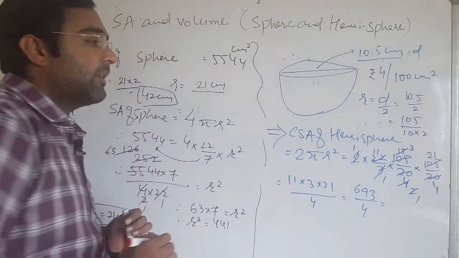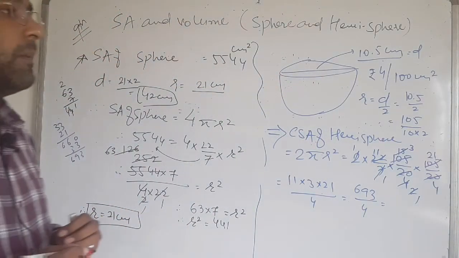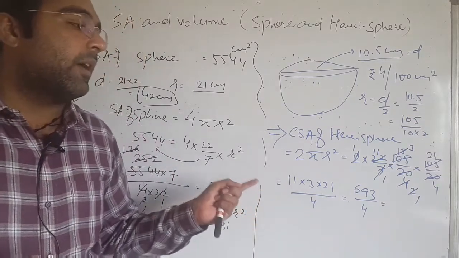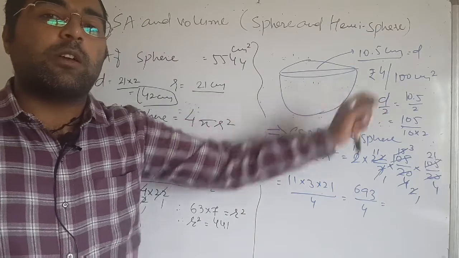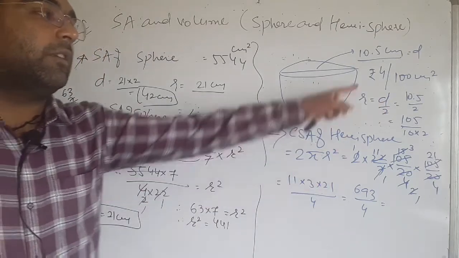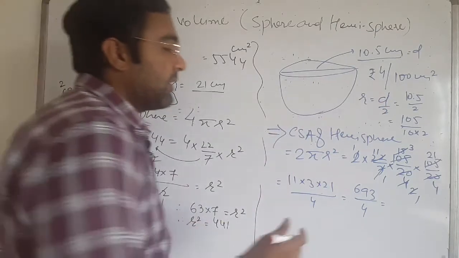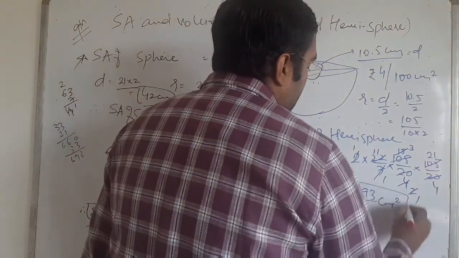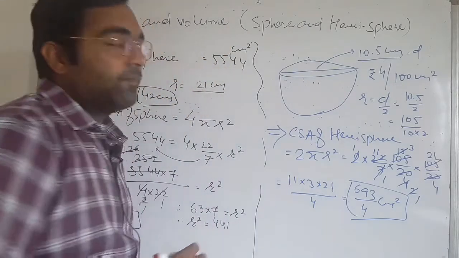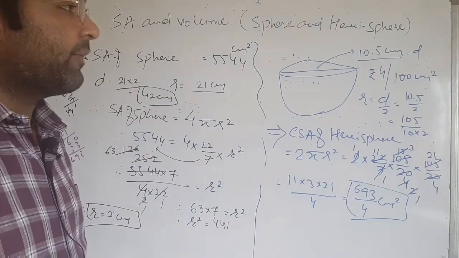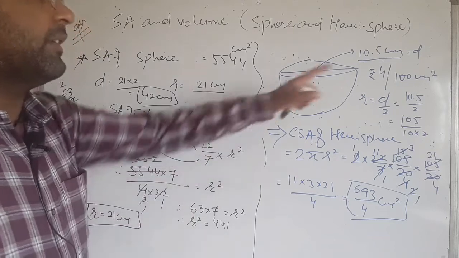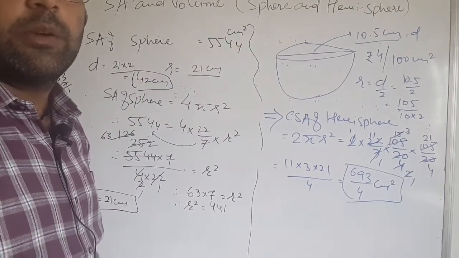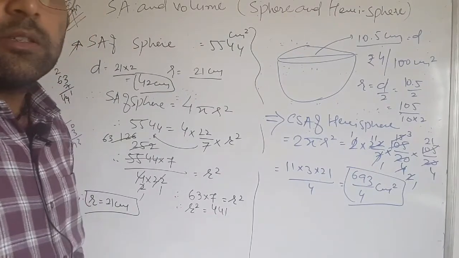So my curved surface area of the hemisphere is 693 by 4. I will write this area as it is, because now we also multiply with the rupees, so we can cancel easily. Now I have to find the rupees. For 100 centimeter square there are 4 rupees.